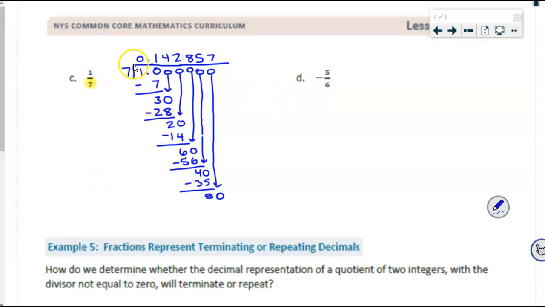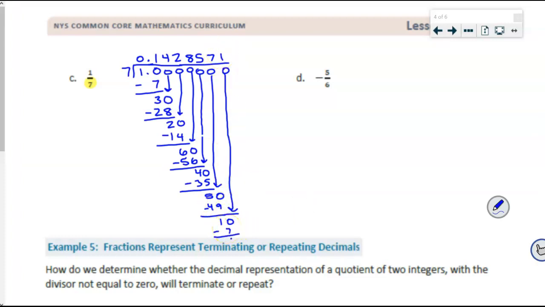All right, can 7 go into 50? Yes, it can go 7 times, so 49. 1 left over. Oh, finally, it's back to 1. Can 7 go into 10? It can, 1 time, we're back to 1.